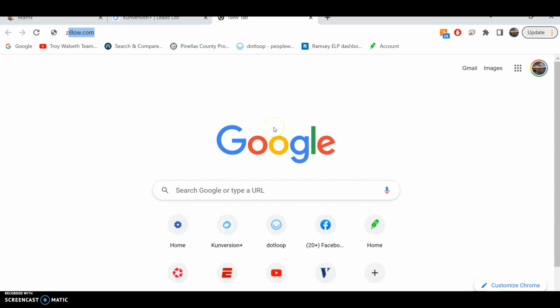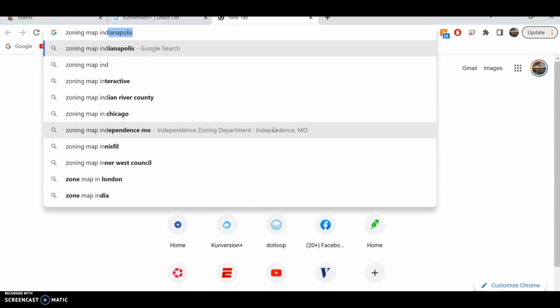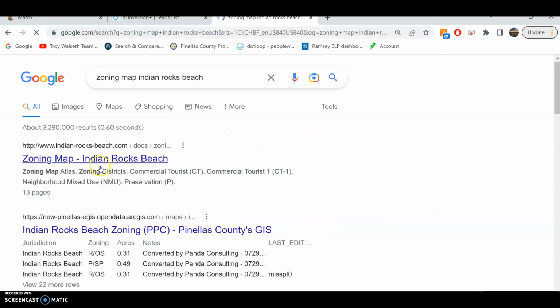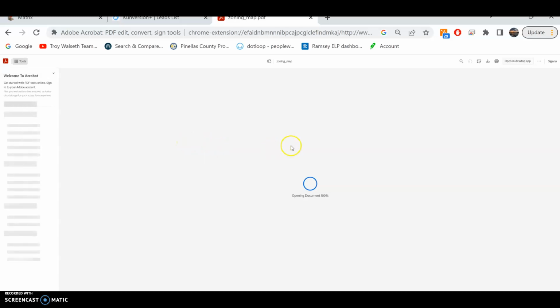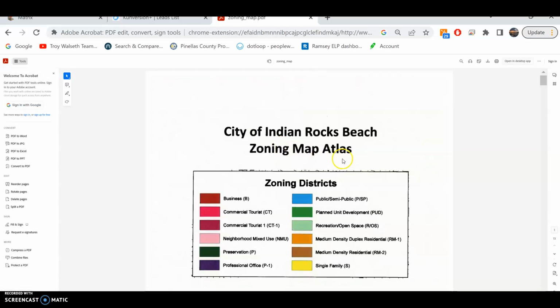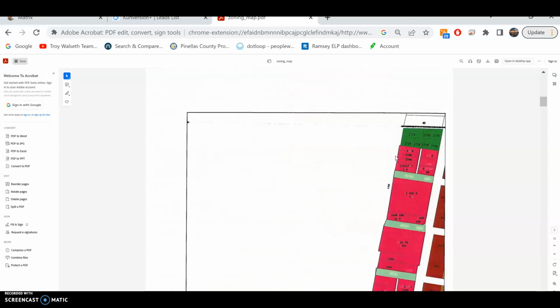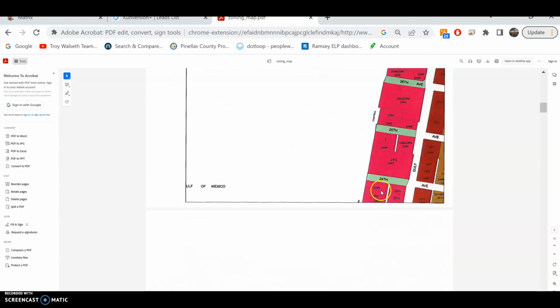We're going to go zoning map Indian Rocks Beach. And you're going to click on the zoning map officially from the city. A lot of them are in Acrobat form like this. So we're going to scroll down, they're going to be in chunks.